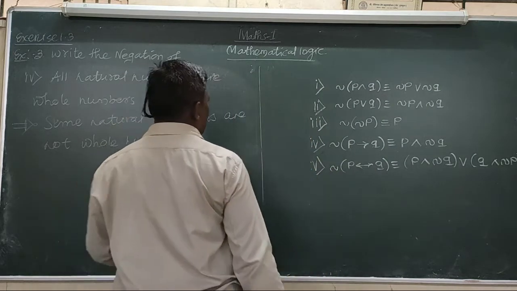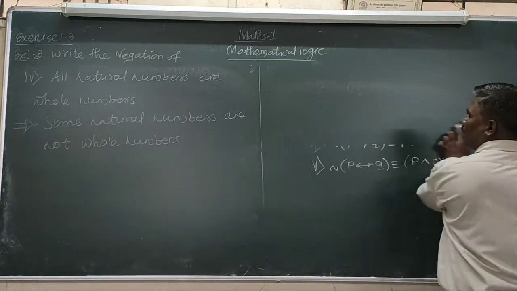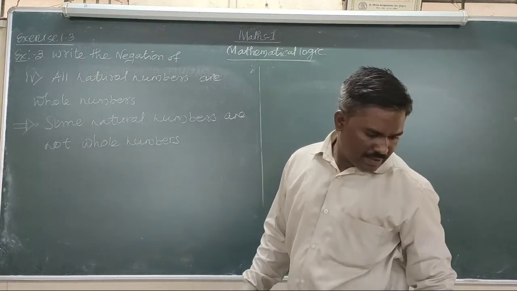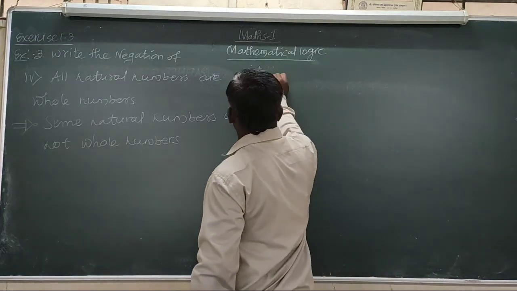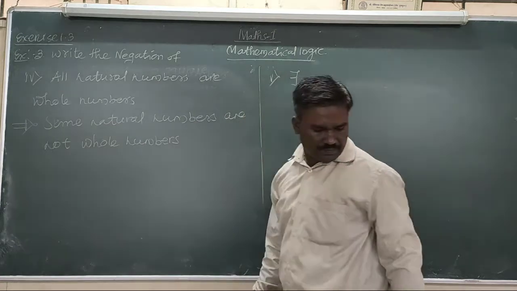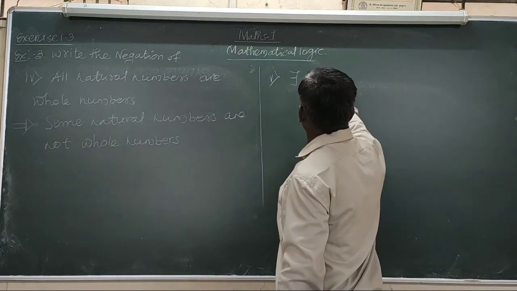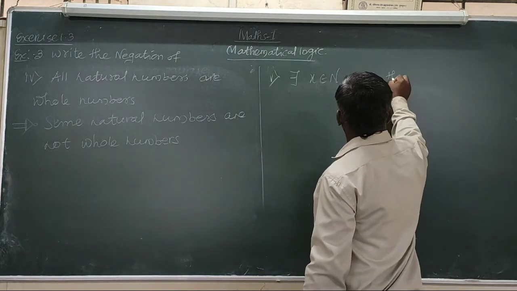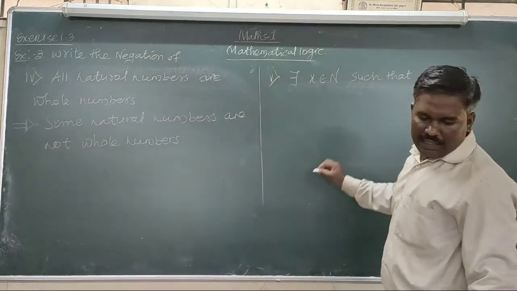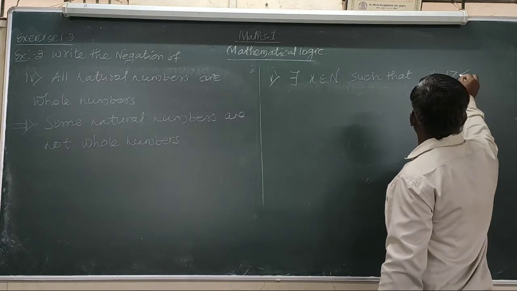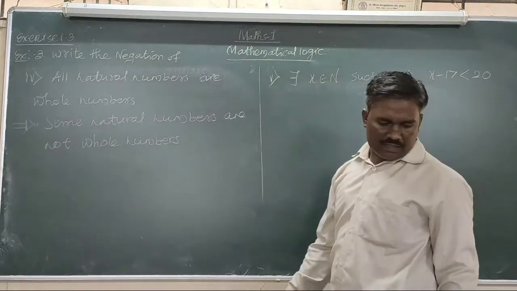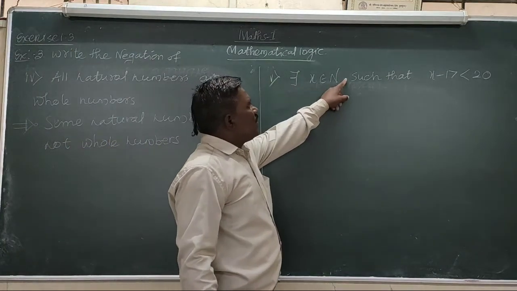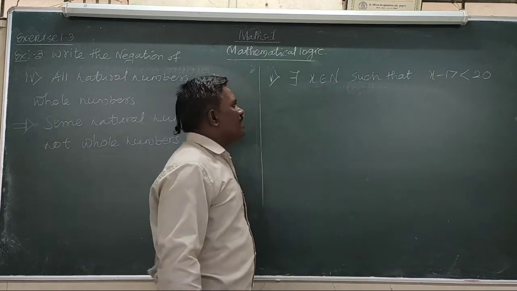Next example, example number 5. There exists x belonging to the capital N, the set of natural numbers, such that x minus 17 is less than 20. There exists x belonging to N such that x minus 17 is less than 20.